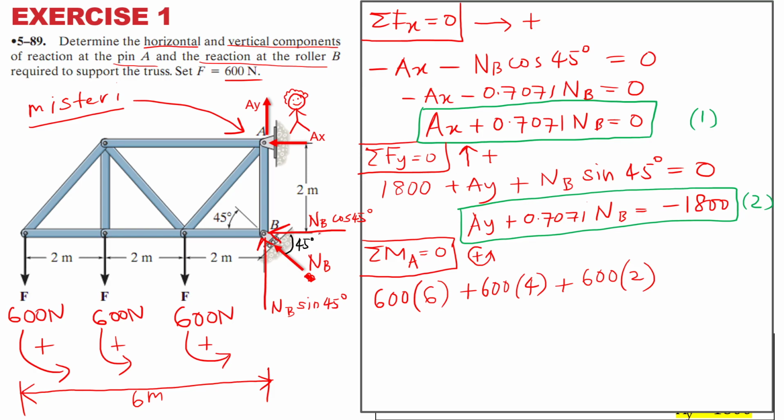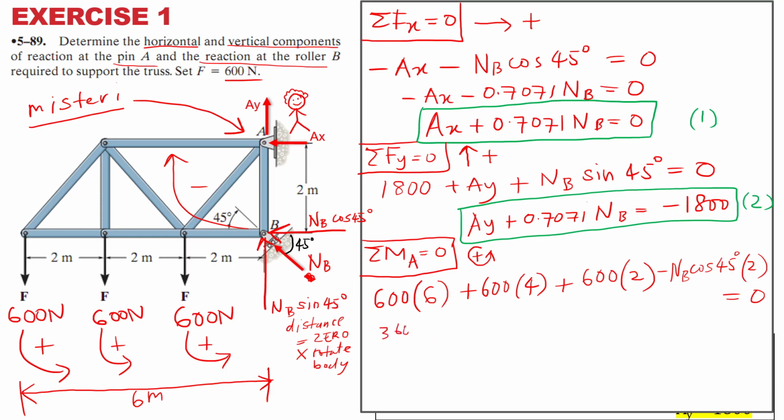Then look at this. Over here, you've got 2 components, right? NB sin 45 pushes like that, straight up, so its distance equals 0. It has no moment actually. NB sin 45 pushes at location A. NB cos 45 rotates. NB sin 45 does not rotate the body. So NB cos 45 goes into the moment equation. It becomes negative: negative NB cos 45 degrees times 2 meters equals 0. So this is your equation.